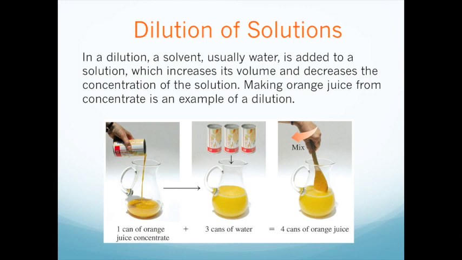Now that we've talked about concentration, we can talk about dilution. In a dilution, a solvent, usually water, is added to the solution to increase its volume and decrease the concentration. For instance, when you make orange juice from concentrate, this is a dilution. You put 1 can of concentrated orange juice along with 3 cans of water, and it produces 4 cans worth of orange juice, which is a homogeneous mixture.